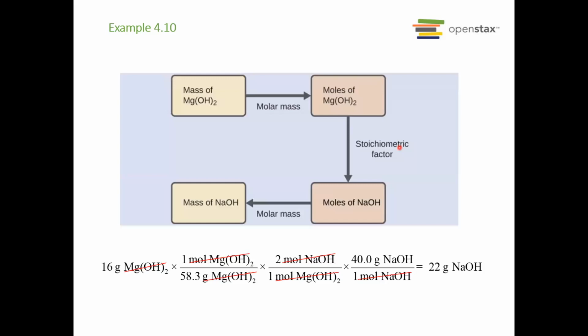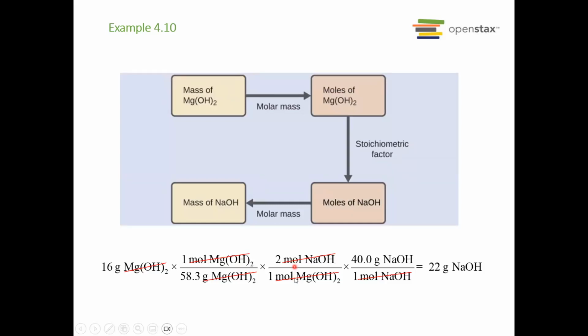So if we look at the setup here, 16 grams of magnesium hydroxide. This is just the molar mass of magnesium hydroxide. So again, we've got grams on the bottom to cancel the unit we're starting with. We would be left with moles of that substance after the first step, but we want to keep going.